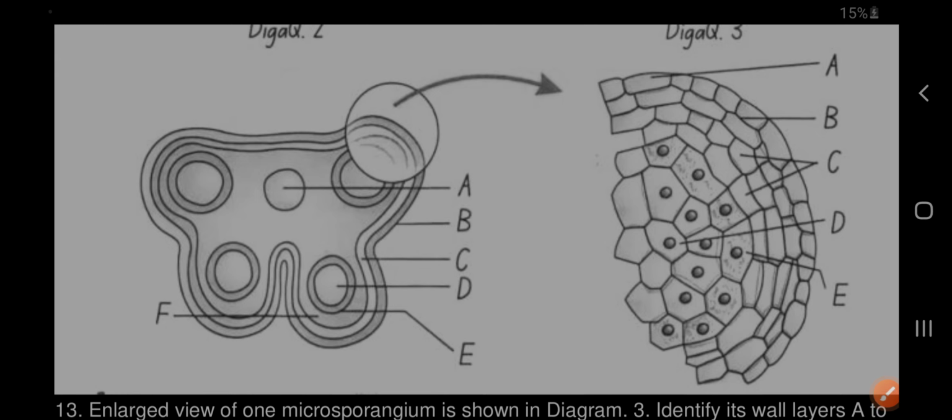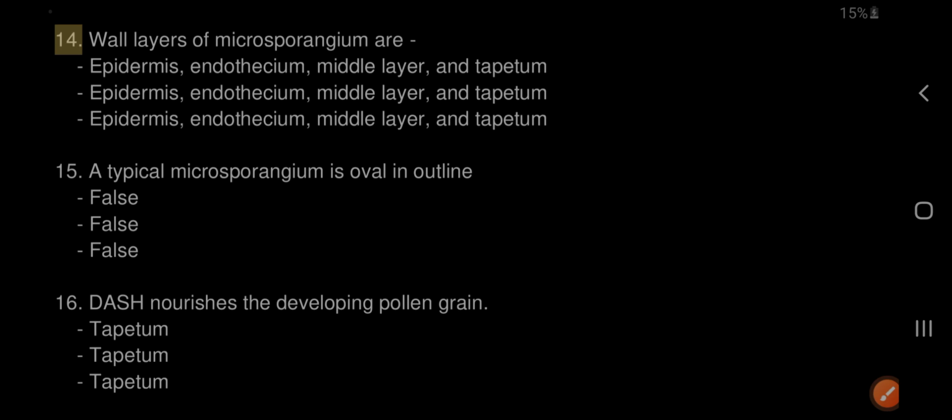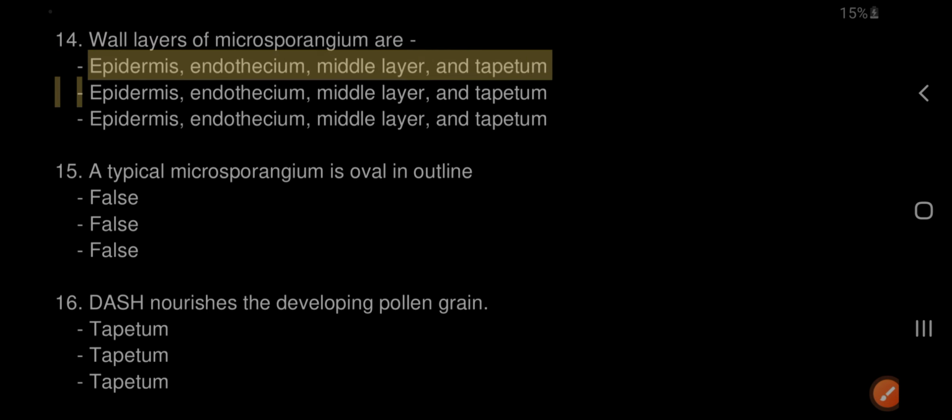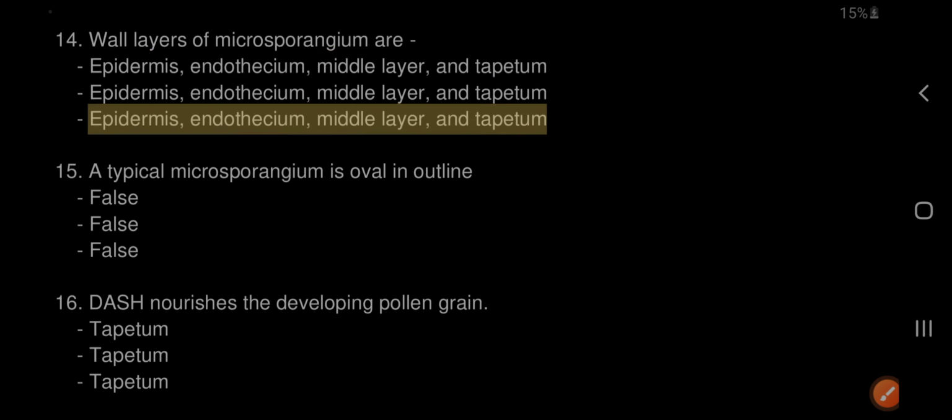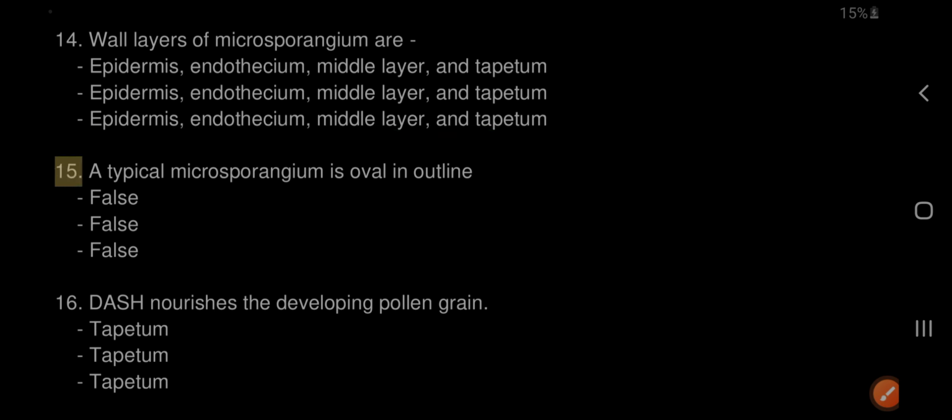14. Wall layers of the microsporangium are epidermis, endothecium, middle layer, and tapetum. 15. A typical microsporangium is oval in outline. False. 16. Tapetum nourishes the developing pollen grain.